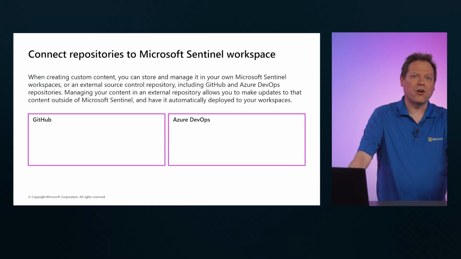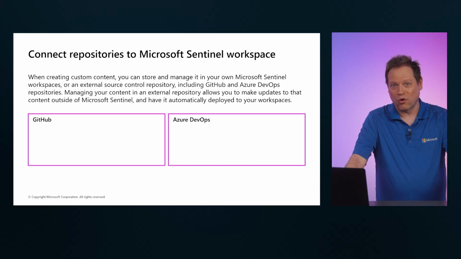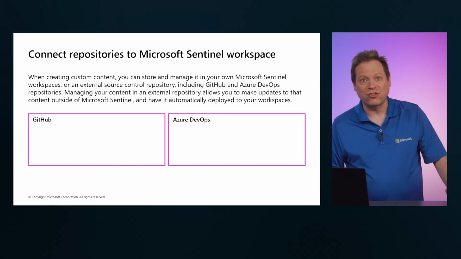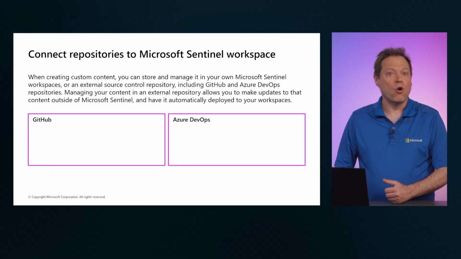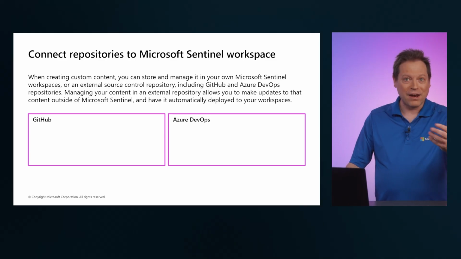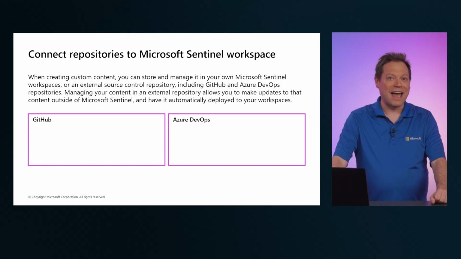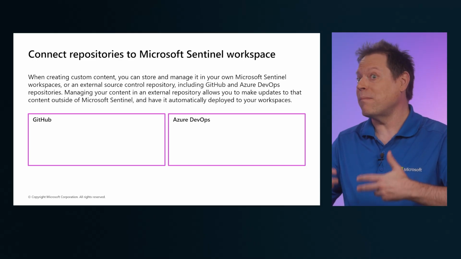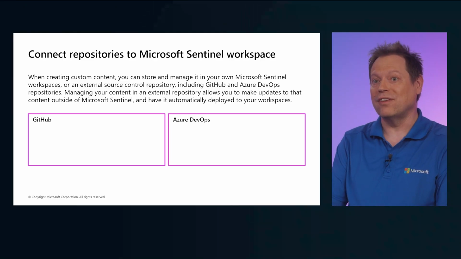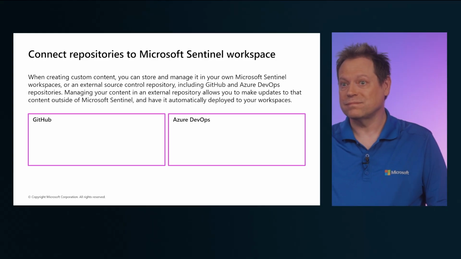When you create custom content, you can store and manage it directly inside your Sentinel workspace, or you can manage it in an external source control repository, commonly GitHub or Azure DevOps. Managing content in an external repository is powerful because it lets you update that content outside of Sentinel, track changes with versioning, and then automatically deploy those updates in your workspace as part of a controlled release process.